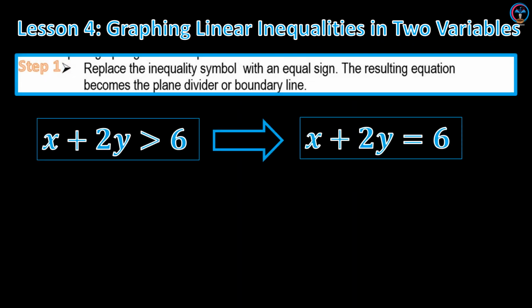Step 1, we convert the symbol from inequality to equation. Basically, x plus 2y greater than 6 is our given, and it will become x plus 2y equals 6. As simple as that. From the relational symbol greater than, it will become equal. That is step 1.